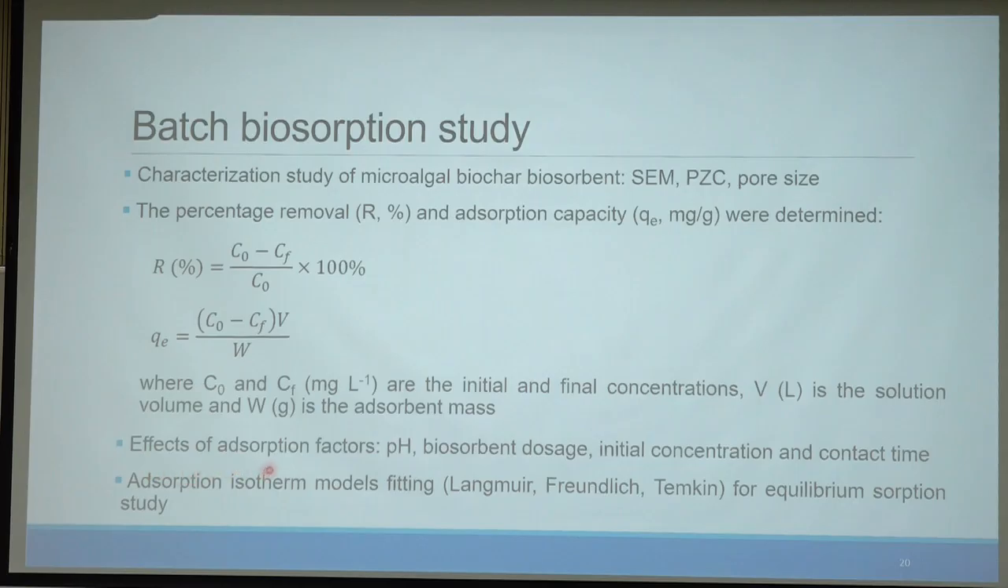So the effect of the adsorption factors that we analyze is the pH, whether the pH will affect the adsorbent capacity or not, and also the bioadsorbent dosage, the initial concentration, and also the contact time. What is the total contact time for the biochar to adsorb the maximum capacity of the pollutant?